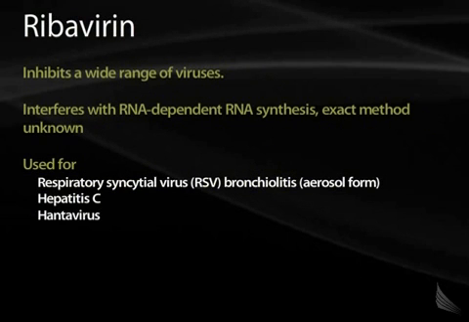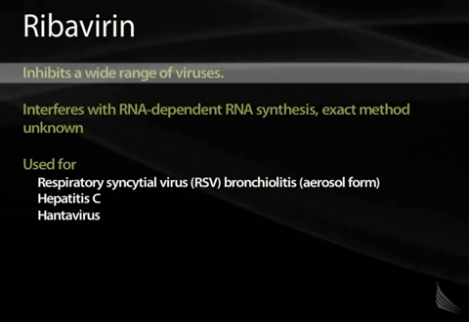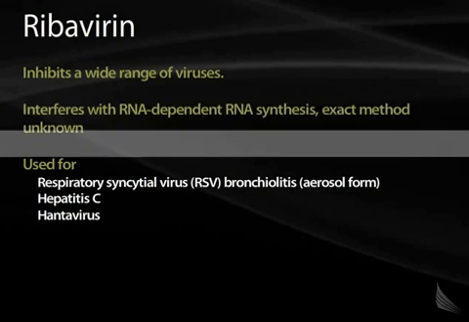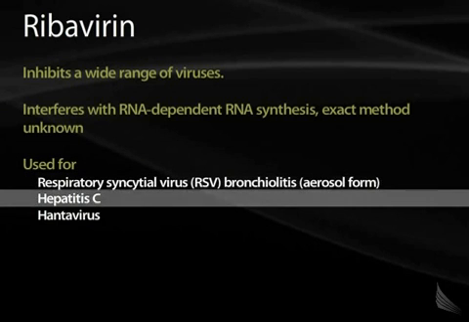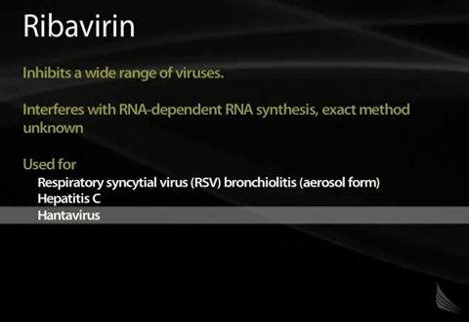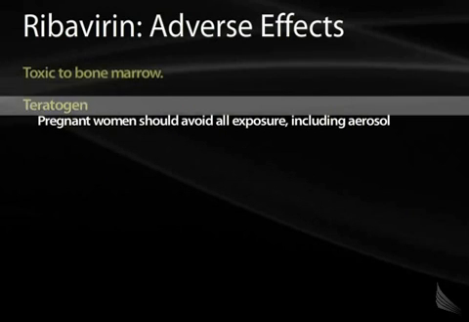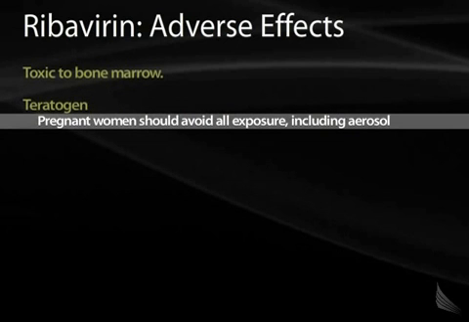Ribavirin is another antiviral medication that inhibits a wide range of viral infections. The way that it works is by interfering with RNA-dependent RNA synthesis in multiple viral infections, but the exact method is unknown. It's used for multiple different viruses, including RSV, hepatitis C, and the hantavirus. Toxic effects of ribavirin include bone marrow toxicity and anemia. It is also a teratogen and should be avoided by pregnant women.